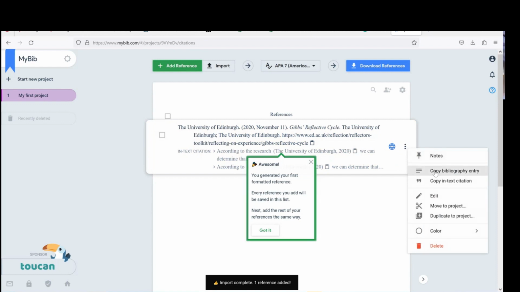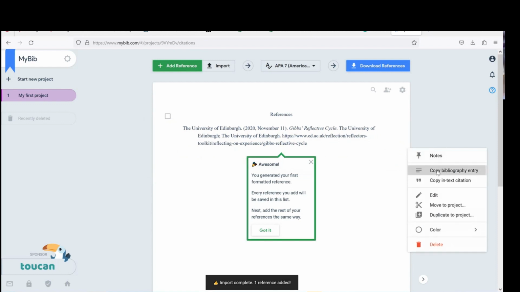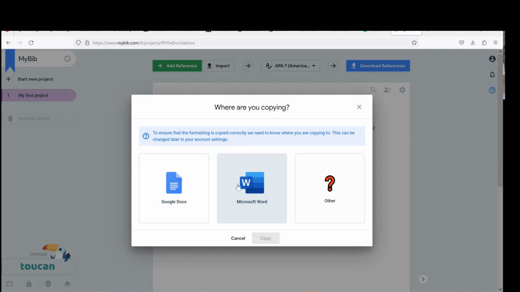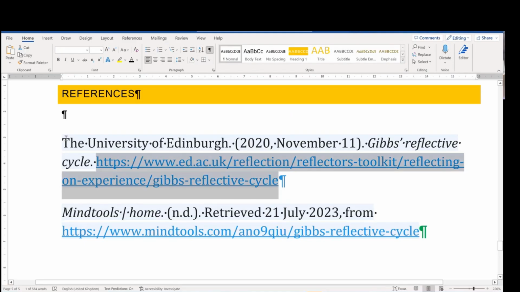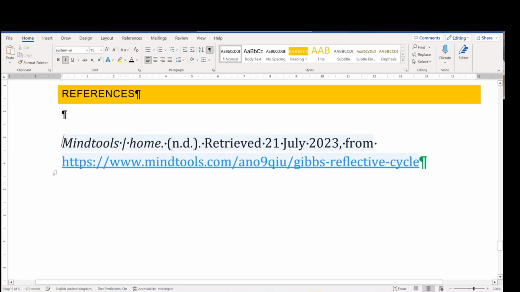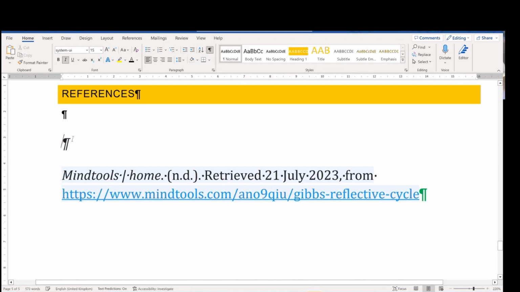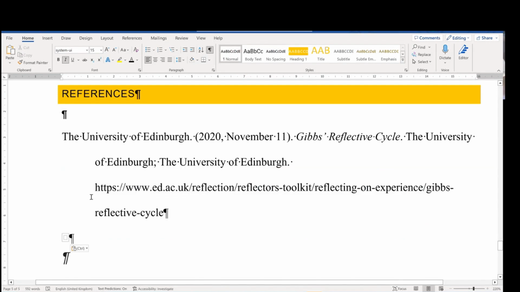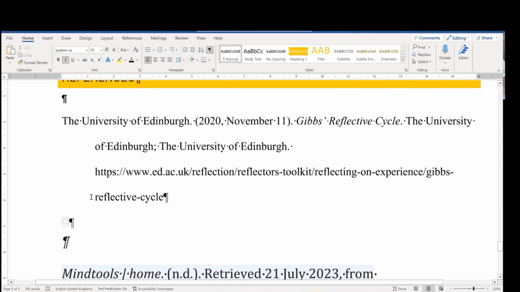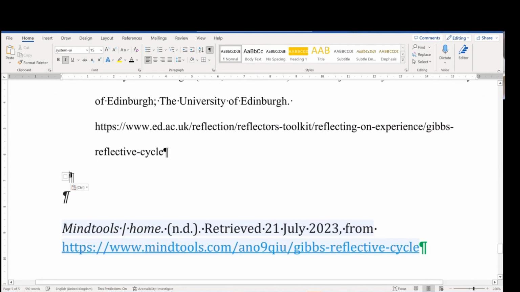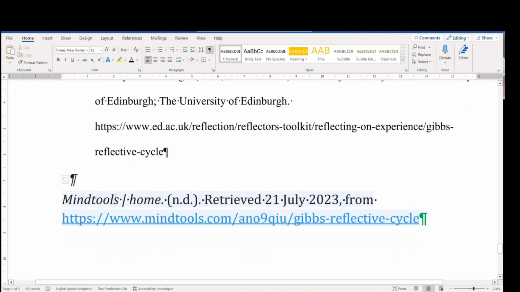We can copy the bibliography entry in Microsoft Word, copy. So we go back into our document and we delete all of this and put the correct one here. So this looks a lot better, doesn't it? That is how it should look. And then we also have this one. So we also take that one.